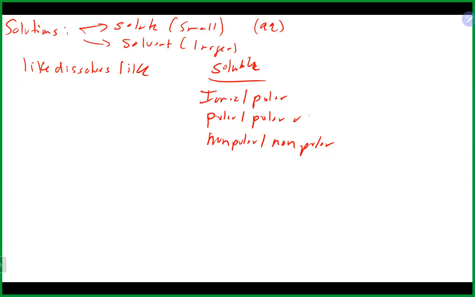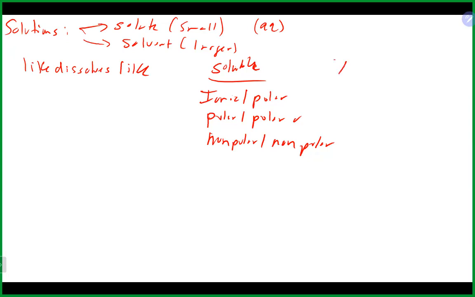Polar and polar things will use either dipole-dipole interactions or hydrogen bonding, which is a pretty strong intermolecular force. Nonpolar things will also be soluble in each other because, again, they will be using really similar types of forces, which are those dispersion forces, those really temporary, weak forces.